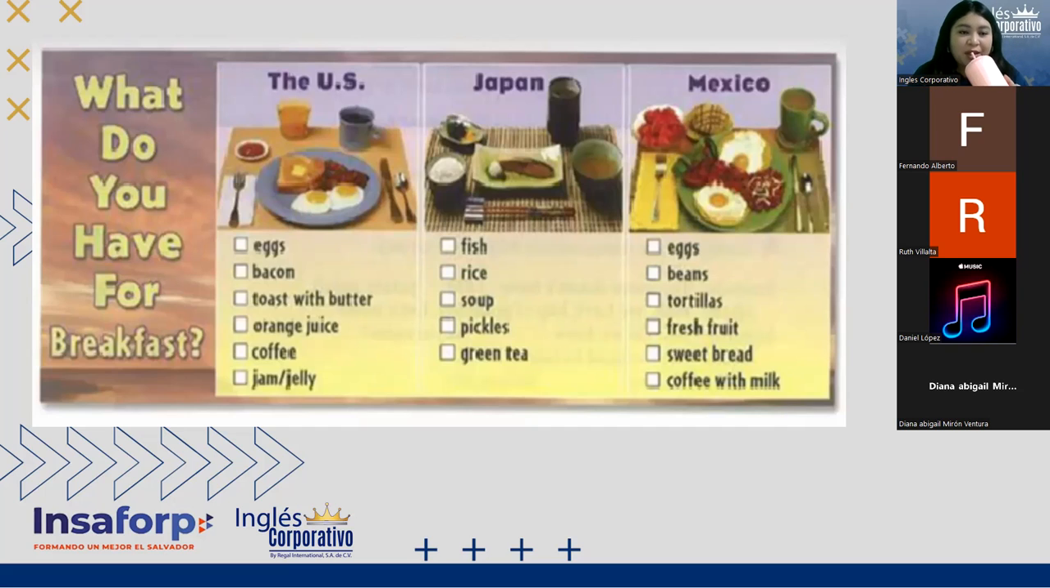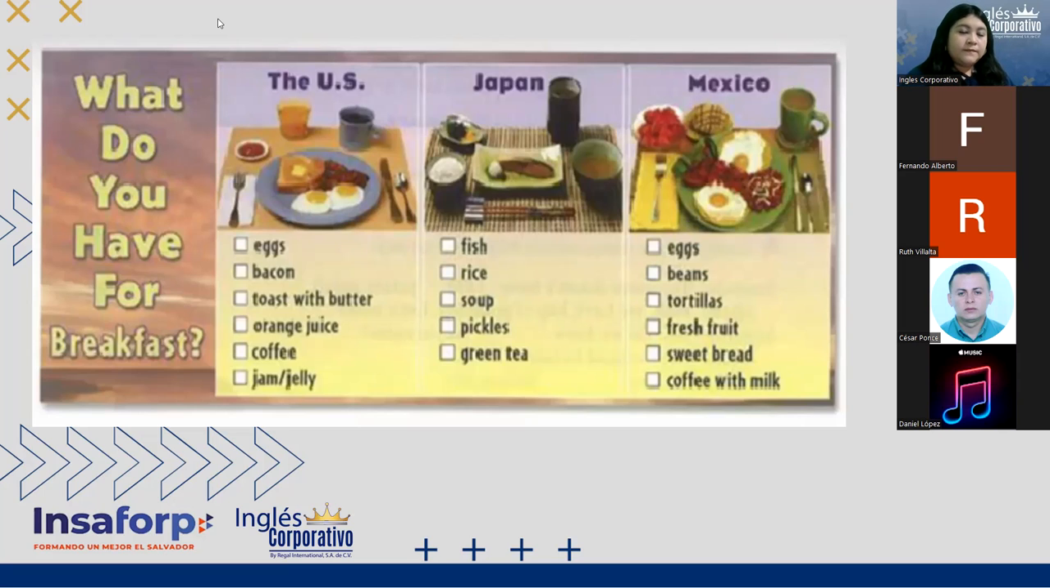Eggs, bacon, toast with butter, orange juice, coffee, jam or jelly. Japan, fish, rice, soup, pickles, green tea. Mexico, eggs, beans, tortillas, fresh fruit, sweet bread, coffee with milk. Excellent. Thank you, Alberto. Very good. Let's listen to Cesar. Después de Cesar, Ruth Villalta. Okay.